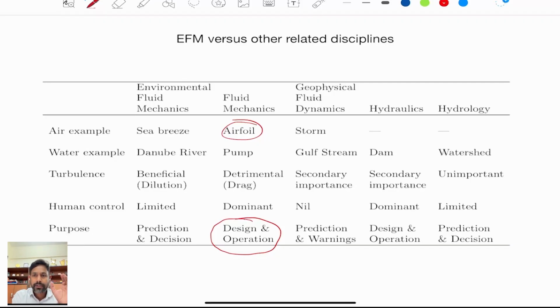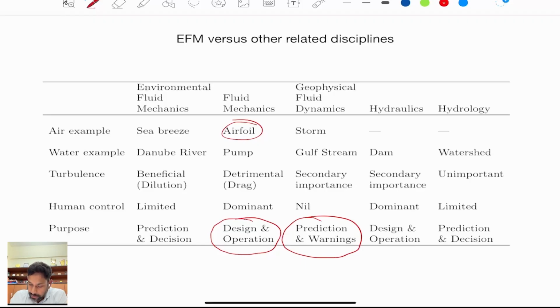GFD is something that we study at the Earth scale, where we try to focus on the Earth rotation, etc. And this is where we try to study things like a storm or tsunami and all those things, right? And that is why this field is related to prediction and warnings.